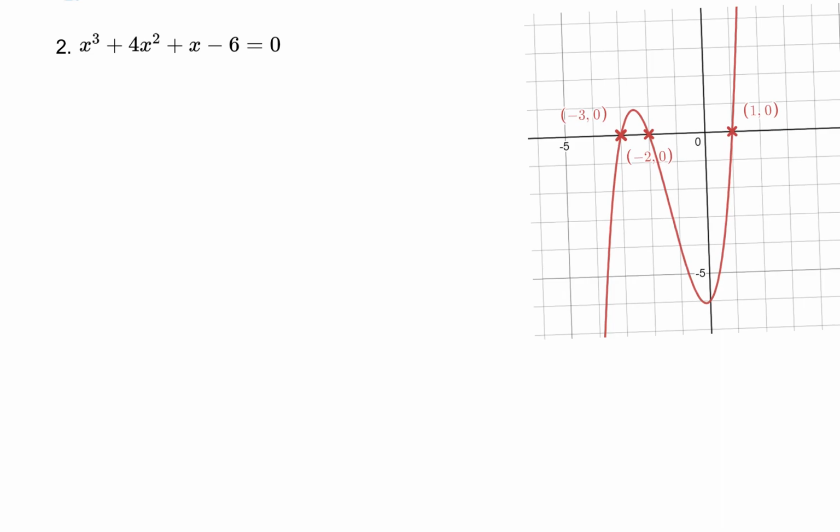So I've already kind of given you the answer, but I'm not going to write it down because I want you to talk about it with your group and write down the answer, find out what the solutions are, and then find out the linear factors.